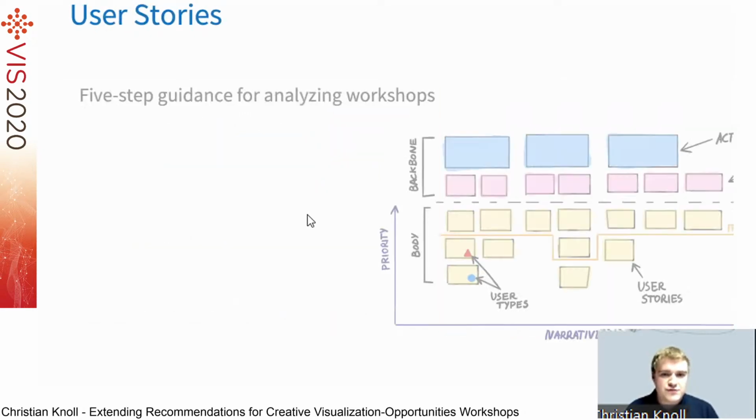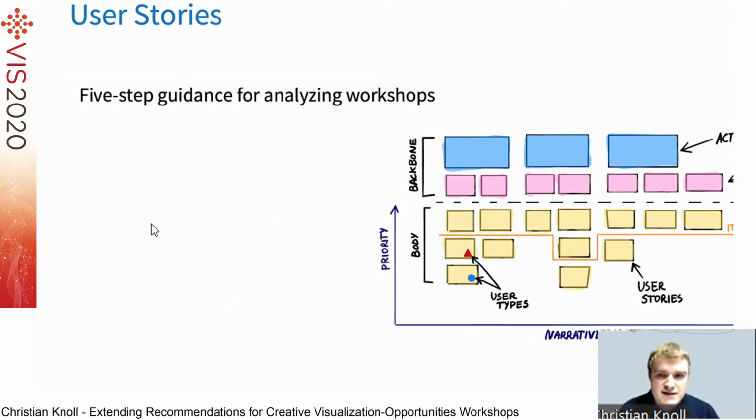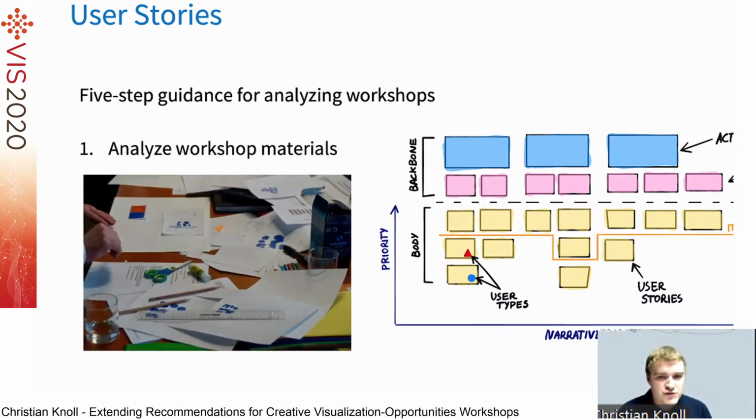Our second contribution is a 5-step guidance that supports developing visualization requirements based on emergent workshop themes. We use the method user stories, and it fills the gap within the existing framework on how to analyze the diverse data and ideas created during a CVO workshop. As a first step, the project team transcribes, digitizes, and annotates all of the collected workshop materials, like, for instance, photos, voice recordings, sticky notes, or sketches, and so on.